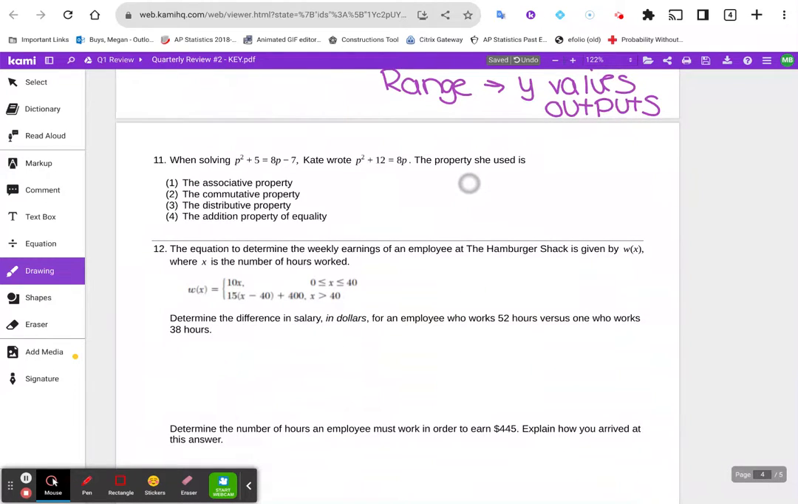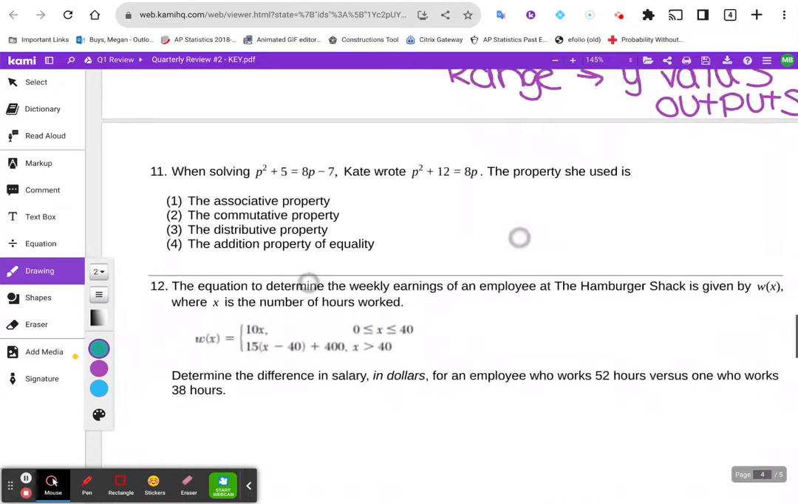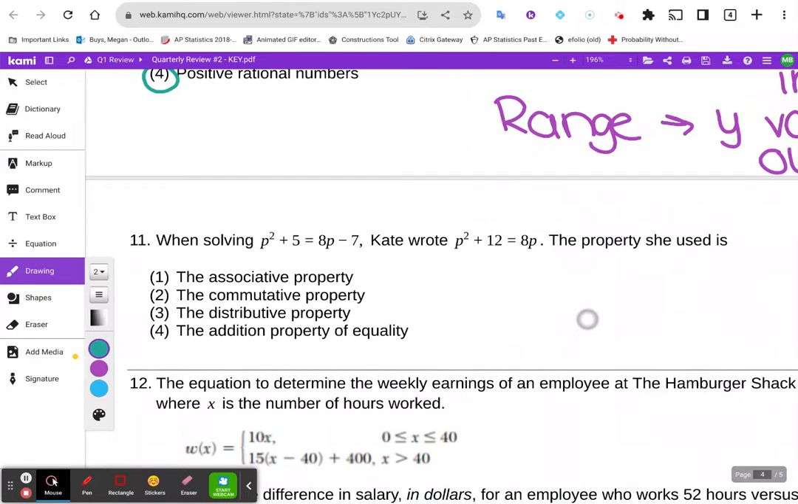All right, last page, just a few questions left. 11 again is a question that's just asking me to identify the property. So as we identify our property, this is just from unit 1. So I'm going to look here to see what's happening different from Kate's equation. So we have p squared plus 5 equal to 8p minus 7.